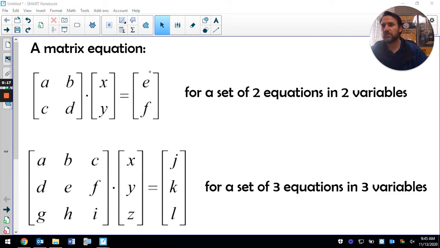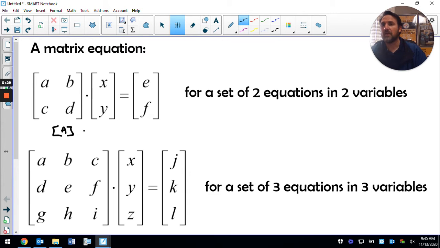So a matrix equation is nothing more than an equation using matrices, right? So you can see here we have a matrix of numbers, we'll call that matrix A. And then you have a matrix of variables, and that would be multiplied together, and that's going to be equal to another matrix of numbers. So numbers, variables, numbers. And we've got a 2 by 2 or a 3 by 3. The size kind of depends on the number of equations and the number of variables you have.